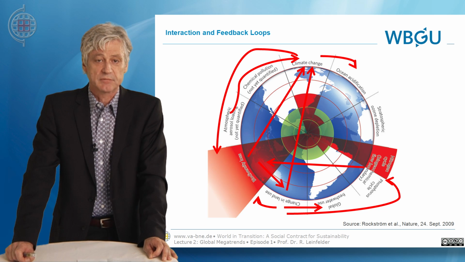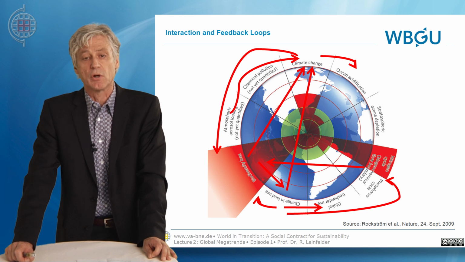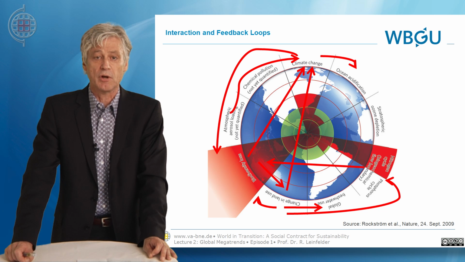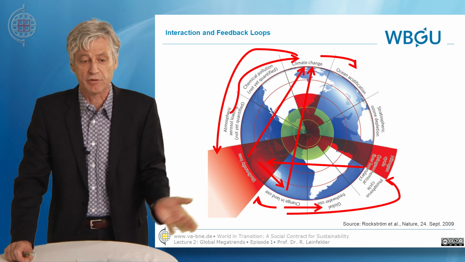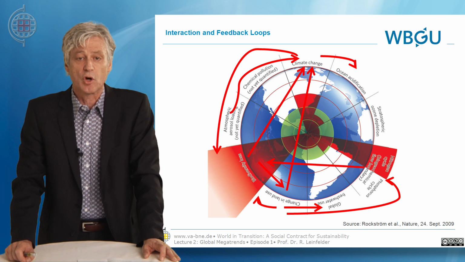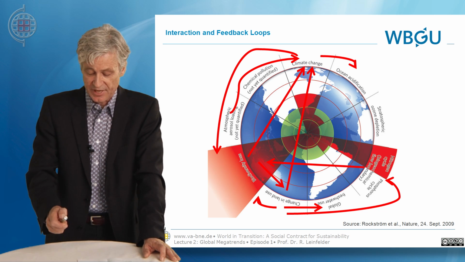So climate change acts on biodiversity. Of course, it causes ocean acidification, but on the other hand, biodiversity loss can also change the climate, through loss of ecosystems like forests and so forth. So the problem is a very complicated one and a very systemic one.